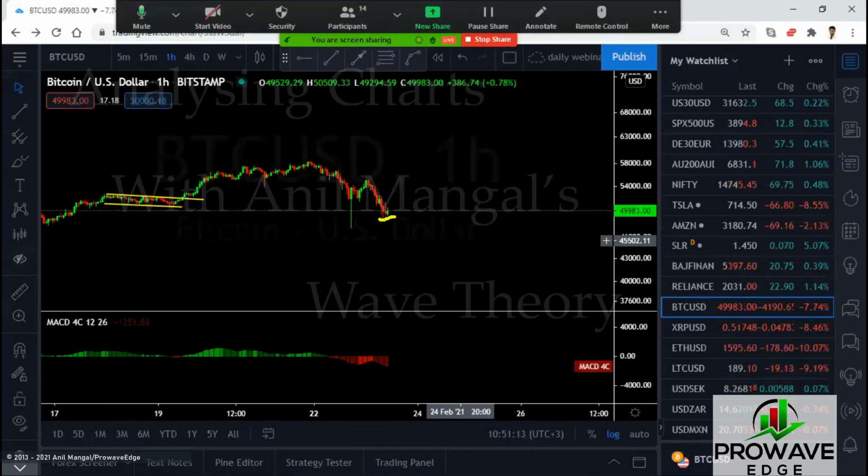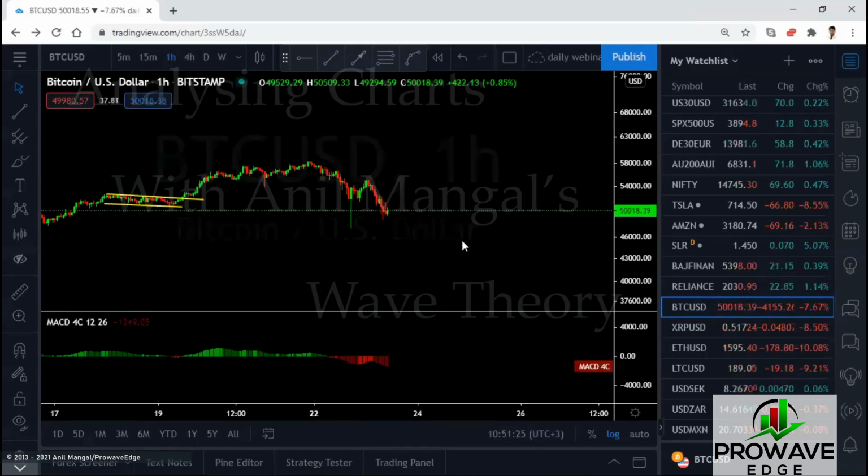You will get a trade if you get a flag here for a sell. For the upside, that's a big risk because you can go there and then drop again. So the longer trade could be for the sell if you get a flag.